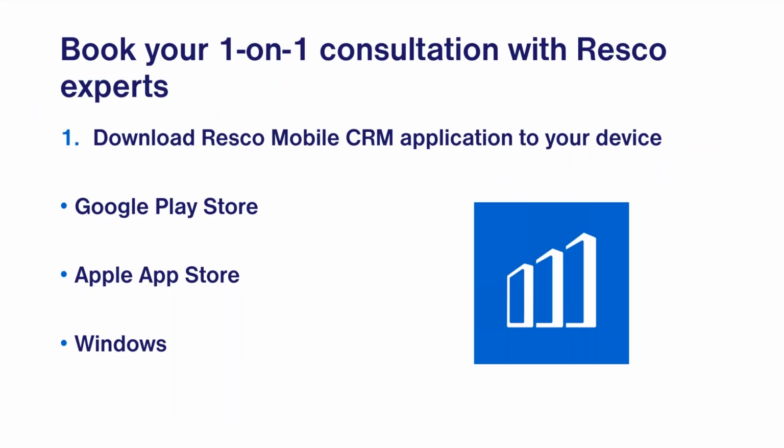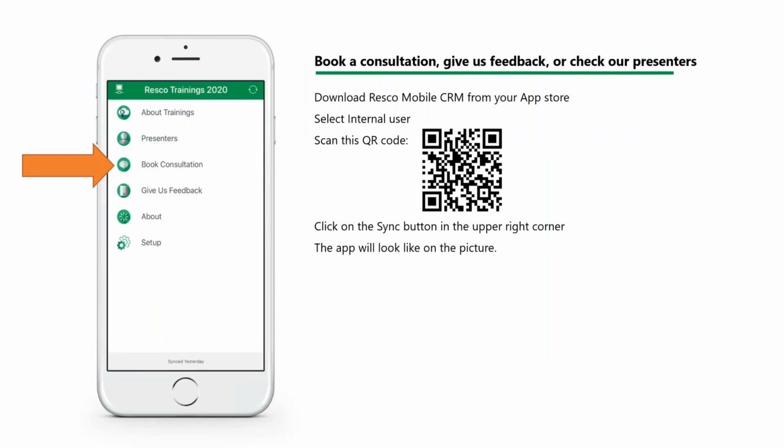One more thing I want to mention is that you can book a one-on-one consultation for this webinar with me, or perhaps with one of my colleagues if there are more people interested. What you need to do is download the Resco mobile CRM application to your device, for any platform of course, and then run the application, go through the tutorial or skip it, then select internal user, scan QR code, and just scan this QR code to the mobile application.